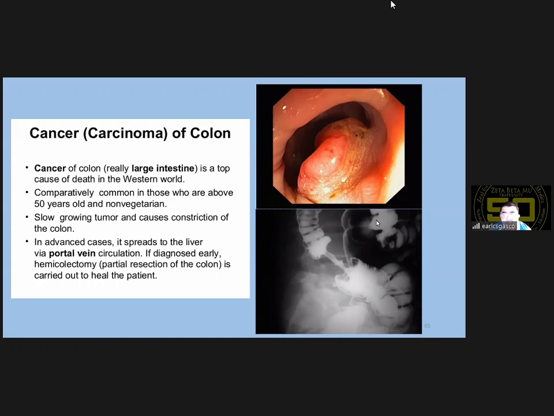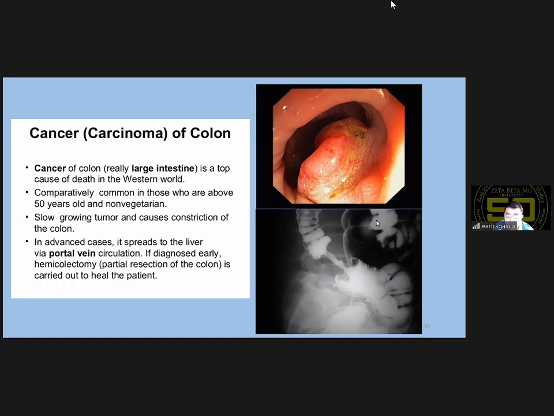Finally, we have our last slide, which is cancer of the colon. This is a top cause of death in the Western world. Cancer of the colon is most common in people who are 50 years old and above. That's why surgeons advocate that when you reach 50 years old, you should have at least a regular colonoscopy. It's also common in patients who are non-vegetarian. This is a slow-growing tumor causing constriction of the colon. Because it's slow growing, it sometimes has already spread to the regional lymph nodes, as I mentioned earlier, as well as distal parts such as the liver.